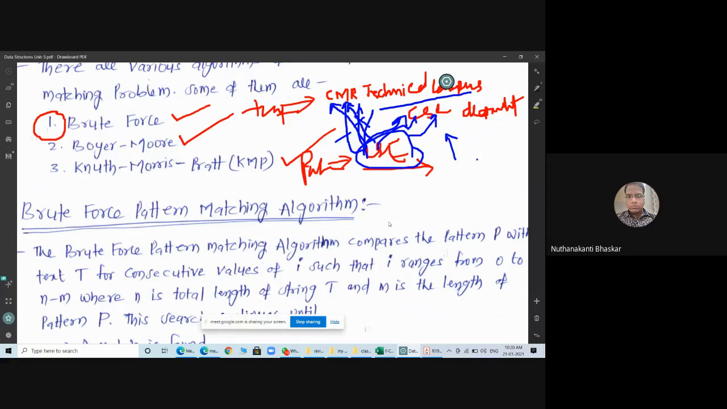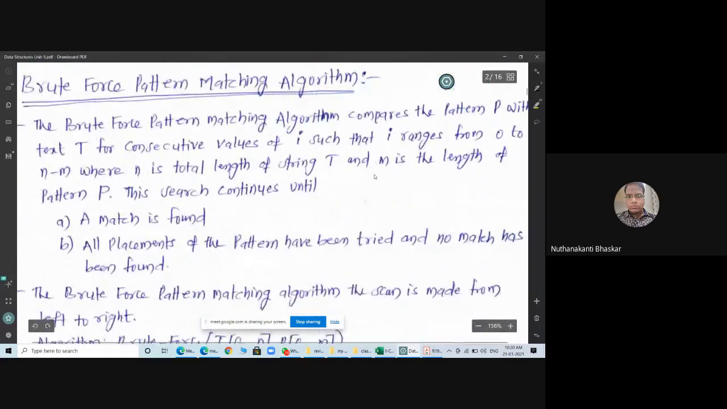If anything is missing, then the pattern is reinitiated, and the first character is checked with the second character of the text. Like that, it keeps checking until the pattern is found in the text. Otherwise, it will tell that the pattern is not available in the given text. Clear? This is the brute force. Brute force follows the same mechanism by which a human being would think.